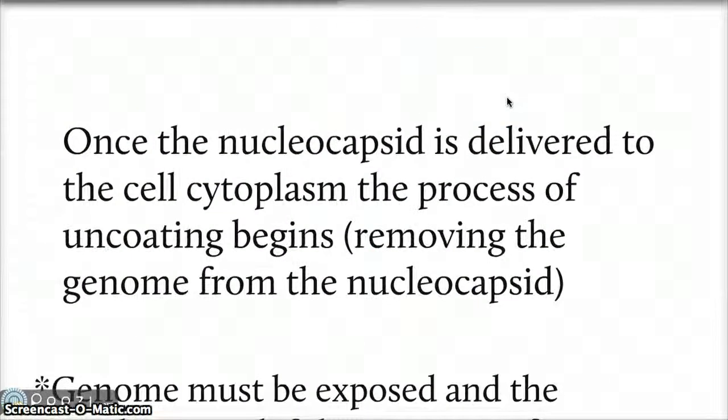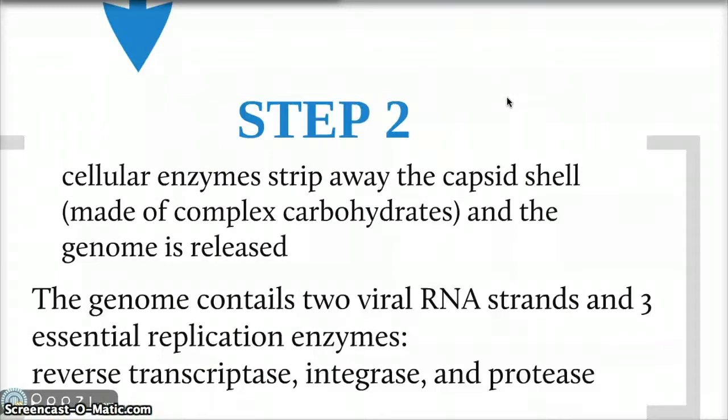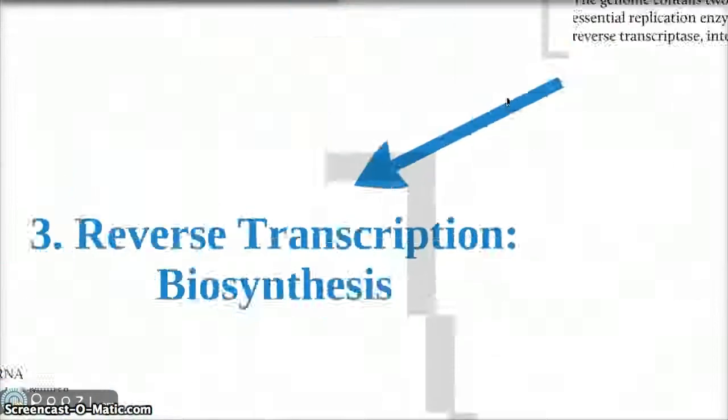Entering and decoding, step 1. Once the nucleocapsid is delivered to the cell cytoplasm, the process of decoding begins. Step 2. Cellular enzymes strip away the capsid shell, and the genome is released. The genome contains 2 viral RNA strands and 3 essential replication enzymes: reverse transcriptase, integrase, and protease.